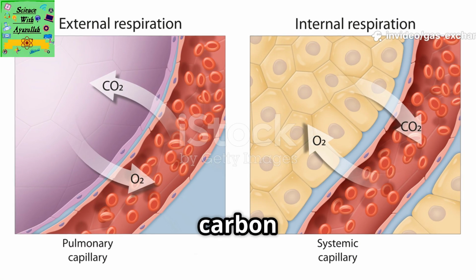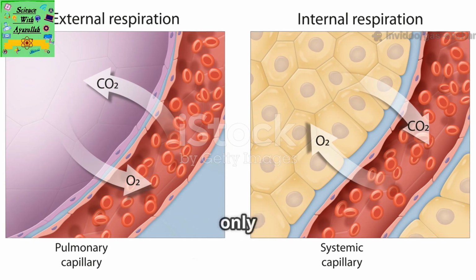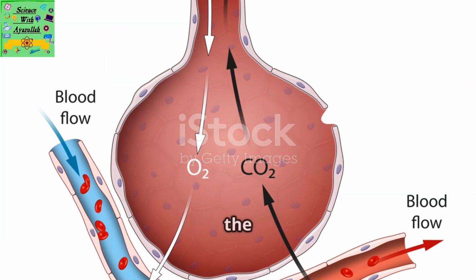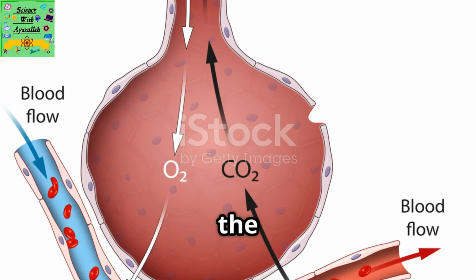Now think about the carbon dioxide. There is a lot of it in the blood in the capillary, and only a small quantity in the air inside the air sac. So the carbon dioxide diffuses into the air in the air sac.